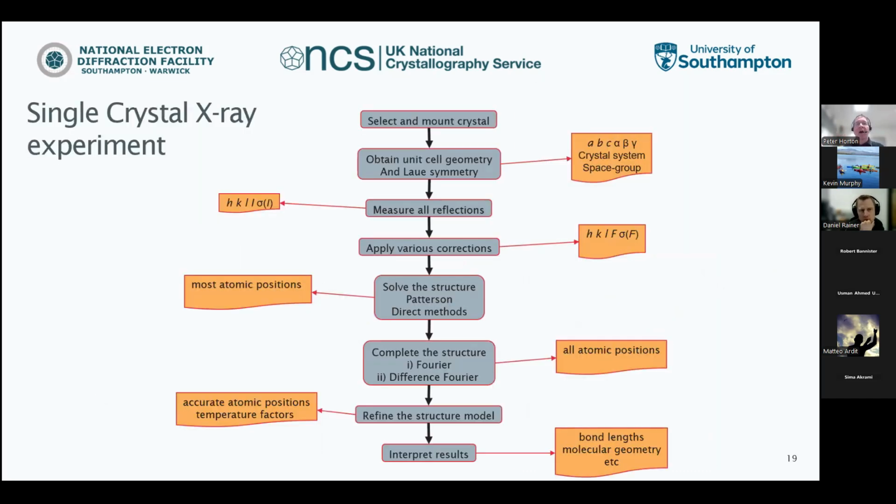So how are we doing? I've got the single crystal experiment. We want to select and mount a crystal, which is probably one of the most tricky jobs. We then get the unit cell and the geometry. If we know where the spots are going to be, we can set the collection to move the crystal to make sure every single reflection is collected. We then apply all these corrections, solve the structure, complete the structure, then refine the model, and hopefully at the end we'll have a structure that's correct and we'll be able to interpret the results.